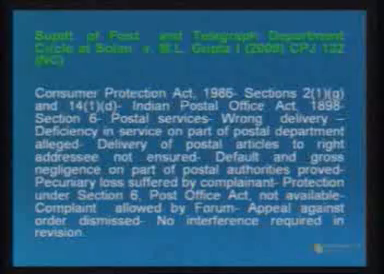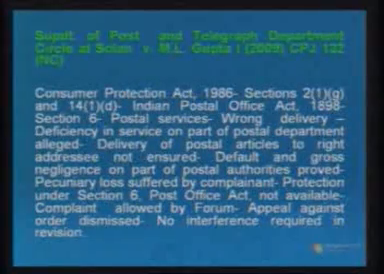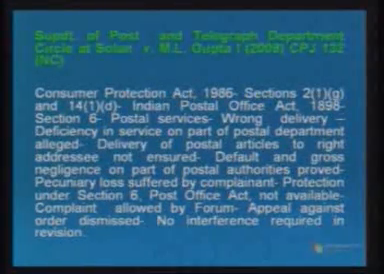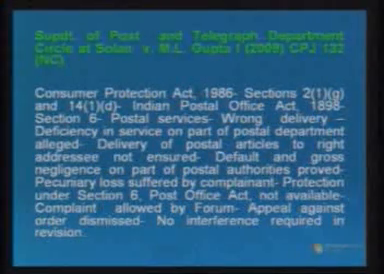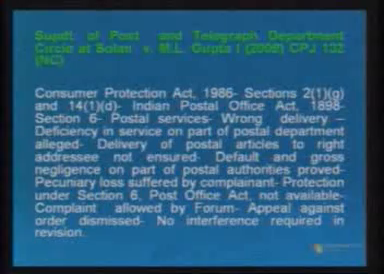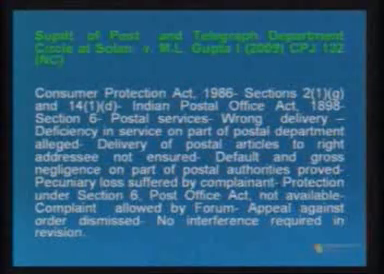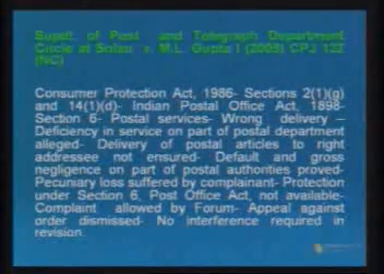Default and wrong delivery. Delivery of postal articles to the right address is not ensured. Default and gross negligence on the part of the postal department proved. Pecuniary loss suffered by the complainant. Protection under Section 6 of the Post Office Act not available. Complaint allowed by the forum. Appeal against the order dismissed. No interference on record in this case.